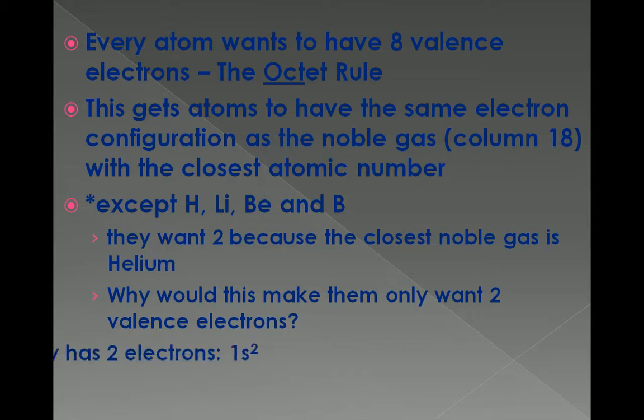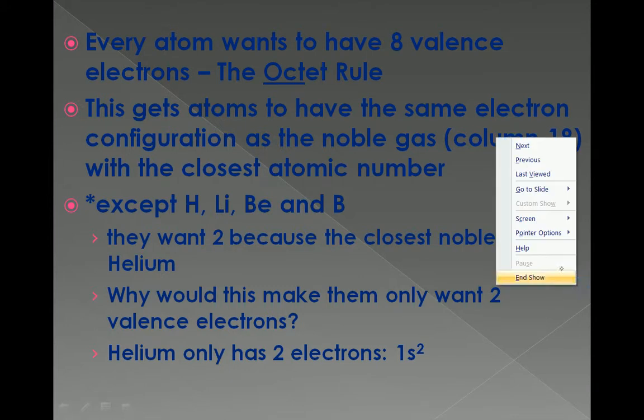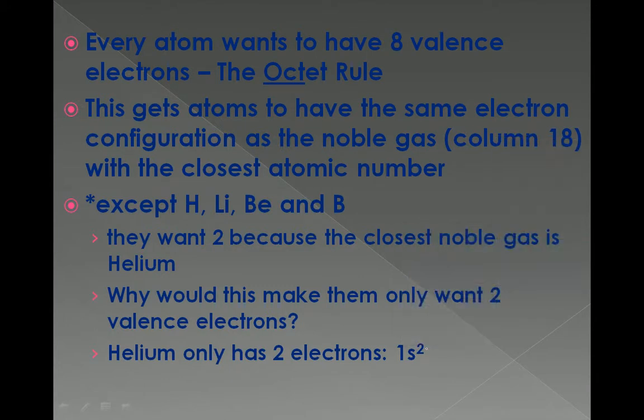Okay, did you get it? And this is what you should have. 1s2 is the electron configuration for helium. And that is really important because when you count the powers, that tells you how many total electrons helium has. Helium only has 2.